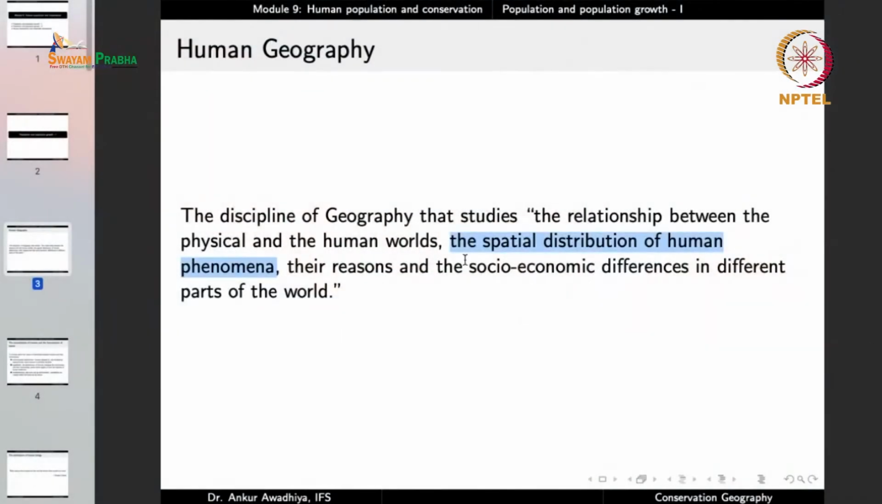Are there certain locations where we have a greater density of humans? Are there certain locations where humans are found in lesser densities? Do humans in different areas perform different jobs, different functions, or do they perform the same functions everywhere? And how are all of these related to the socioeconomic differences in different parts of the world? So these are all different things that human geography looks at: relationship, spatial distribution, the reasons for the spatial distribution and the relationships, and the socioeconomic differences in different parts of the world.